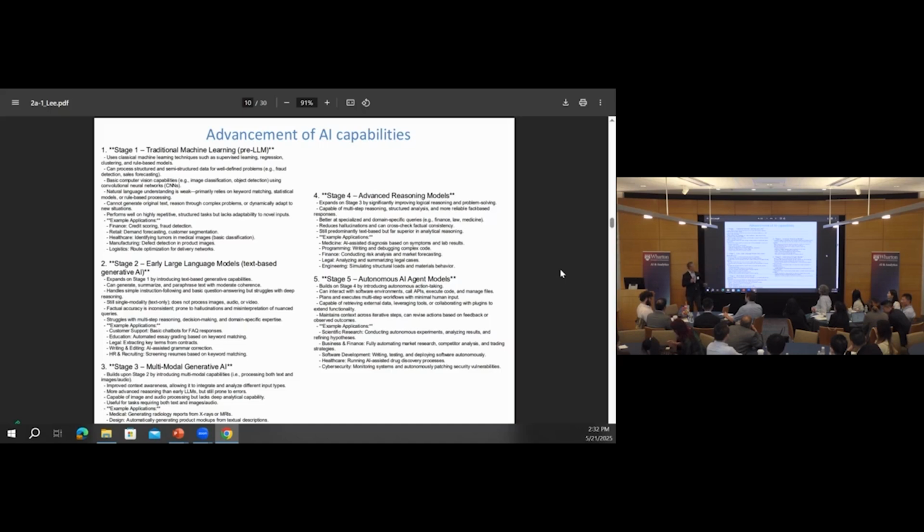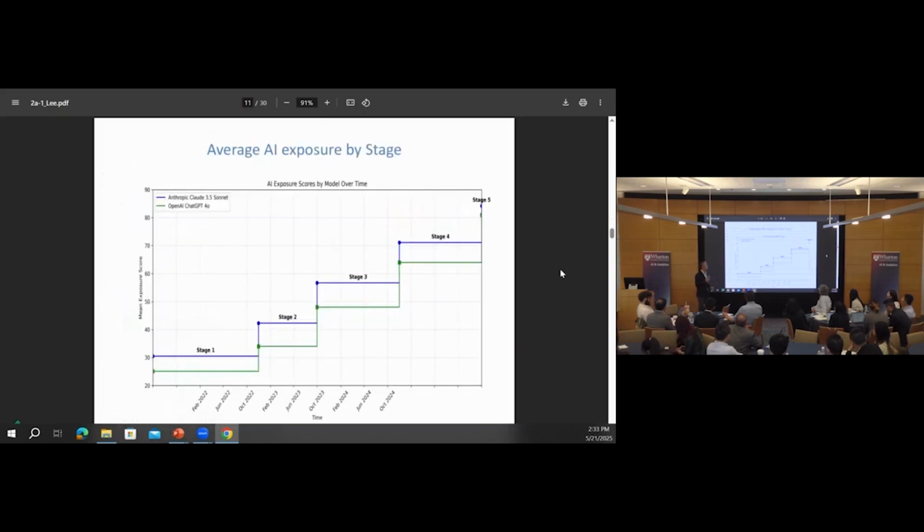These are some task descriptions that are used in the prompt, and I'm asking it to go over all the tasks, create measures, and aggregate at the occupation level. This is what it looks like. It's a bit hard to see. Stage 1 is about, if we average exposure across occupations, a little over 30% of all tasks are exposed or have capabilities. Stage 2 is where ChatGPT arrives. Stage 3 is multimodal, and you can see the timelines I'm mapping here as well. Stage 4 and 5 are forward-looking, and I won't be using them in this analysis.